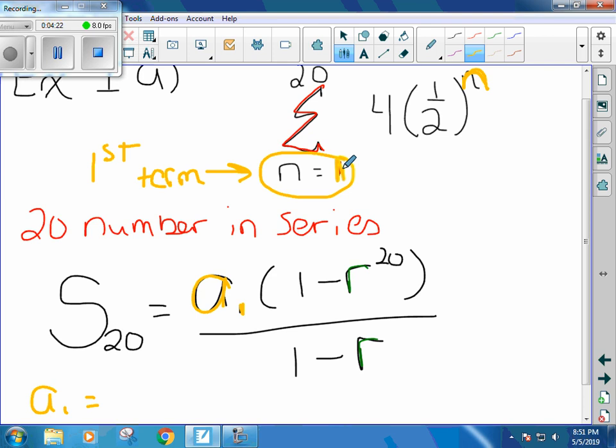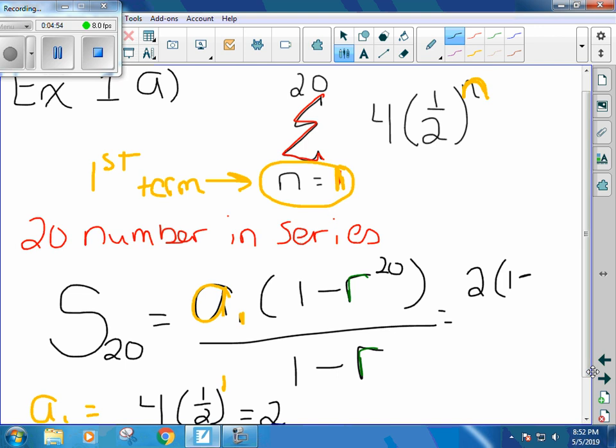This time, n is equal to 1, so I'm going to plug that in. This is the expression to find that first term. 1/2 to the first power. So 4 times 1/2 is 2. That means the A1 term is 2. Now I need to know what my ratio is. My ratio is going to be that value that's changing. I'm multiplying everything by 1/2.